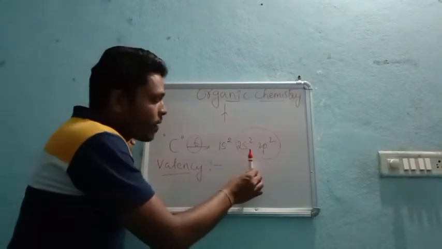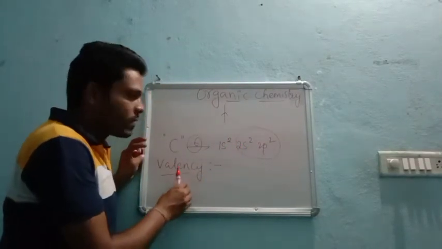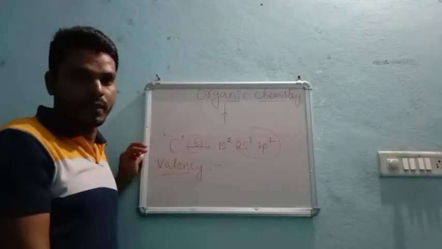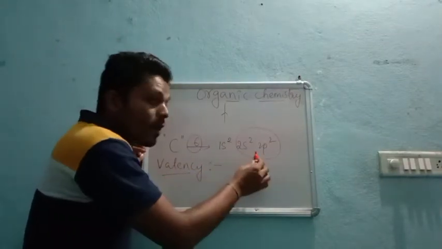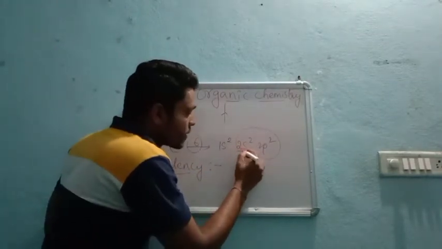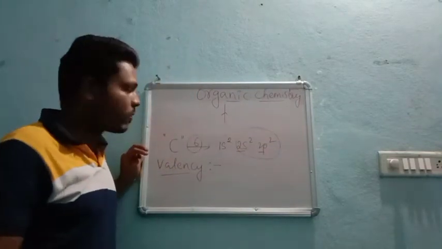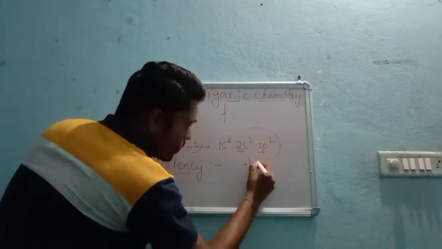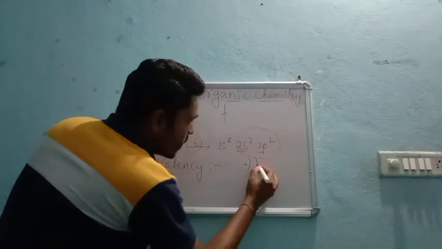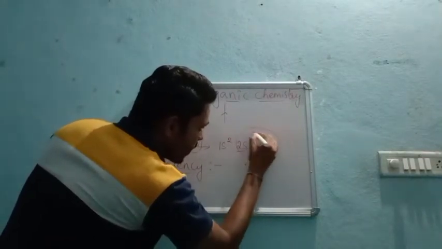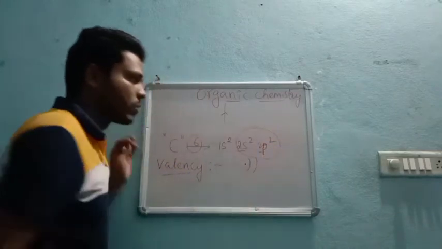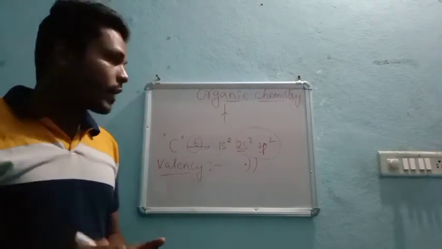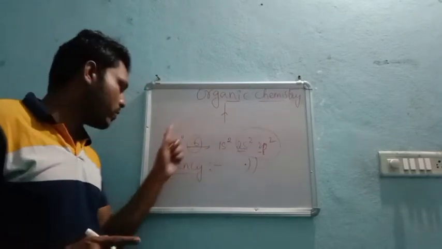Generally, we can define valency as the ability to form a bond, or the number of electrons present in the valence shell. In the case of carbon, once again I will remind you: the first shell is 1s2, and the second shell is 2s2, 2p2. The 2s and 2p come under the same shell, so these become the valence shell electrons. The number of electrons present in the valence shell is called valency.